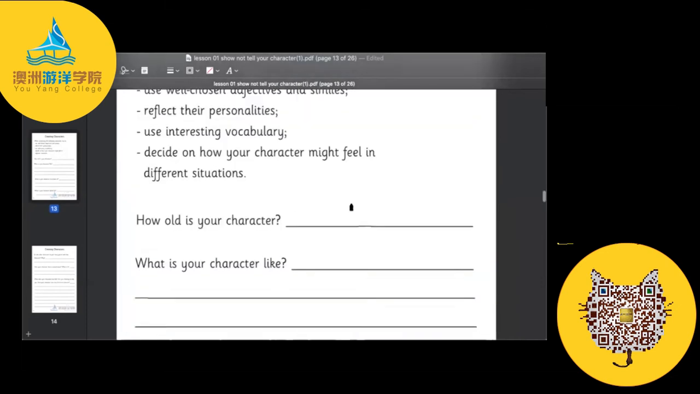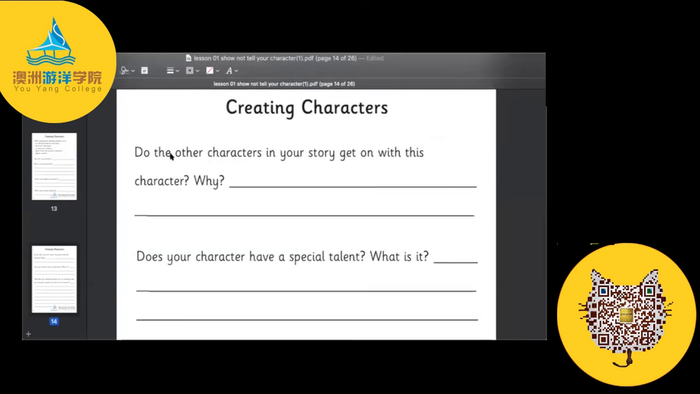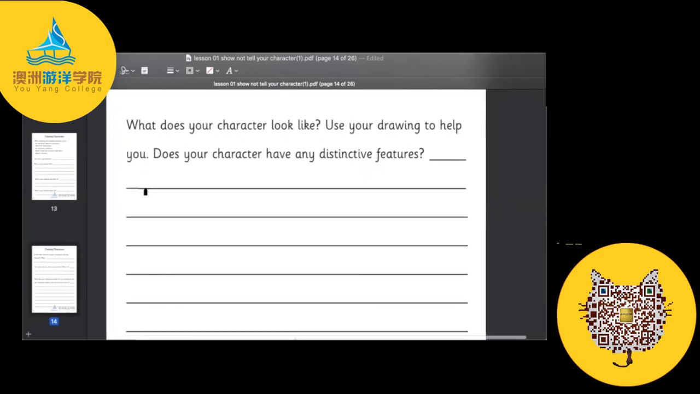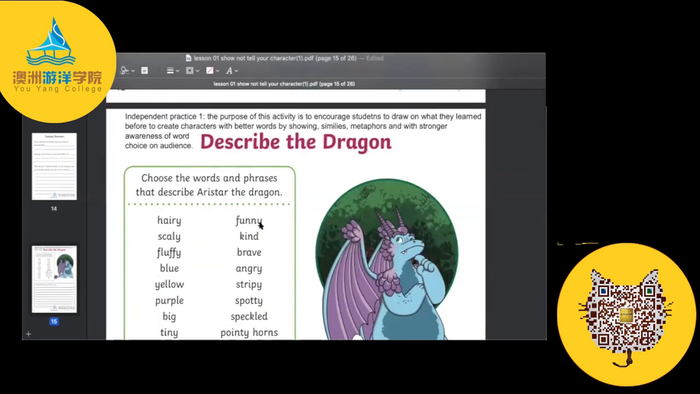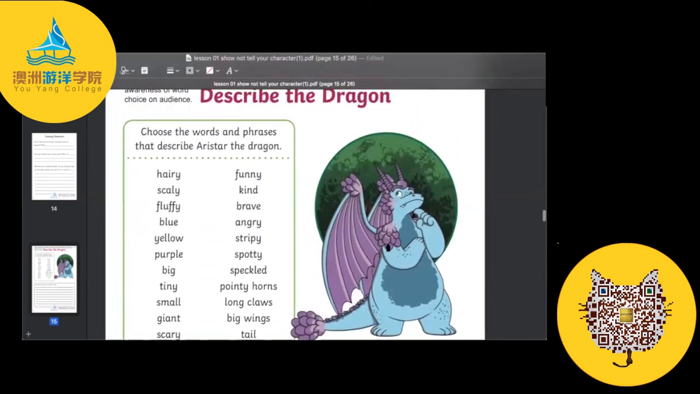Okay. So you can answer those questions again and really be creative with it. You can use some of the stuff we talked about. I'm doing boss and sister for the second character. Okay. So then there's a question. This one's different. Do other characters in your story get along with this character? Why or why not? Does your character have a special talent? What is it? And this is again asking what your character looks like. So you can have another go at that one. And then we move on to a dragon. With this one, you can use all the same things that we talked about before. So adverbs, adjectives, similes, metaphors, show, not tell.